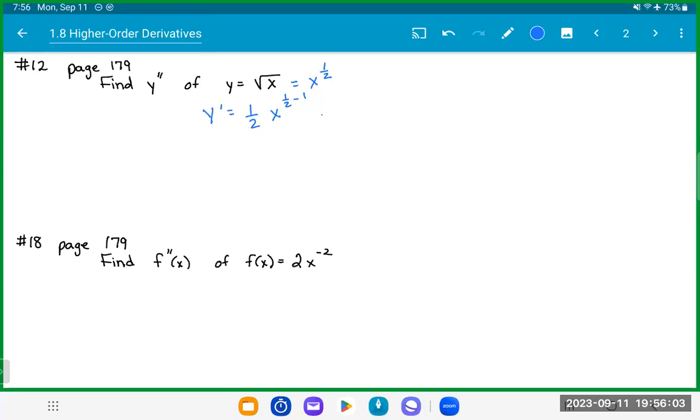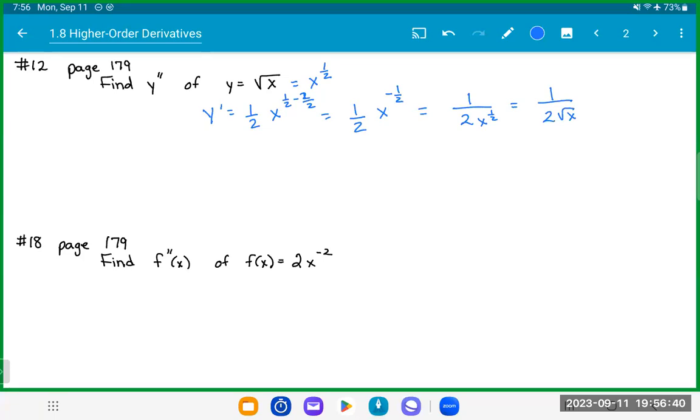That's the same as 1/2 minus 2 over 2. And so this is going to give me a first derivative of 1/2 x to the negative 1/2. That is, we would then put that as 1 over 2x to the 1/2 and put that into radical form. 1 over 2 square roots of x is the cleanest way to write that out.